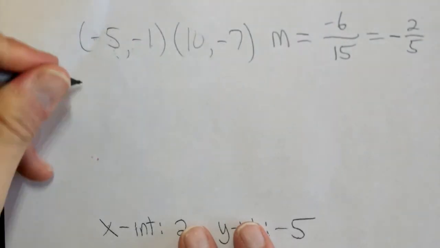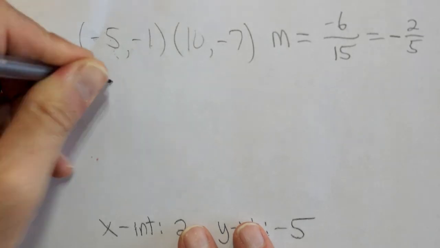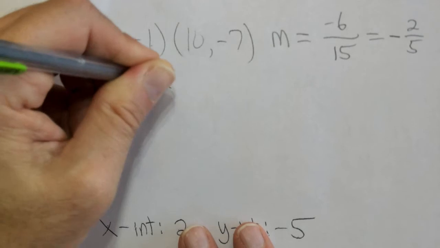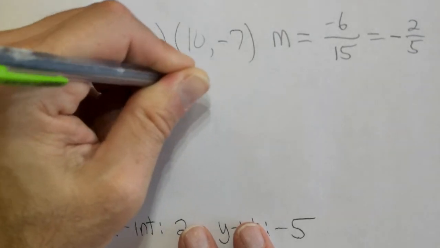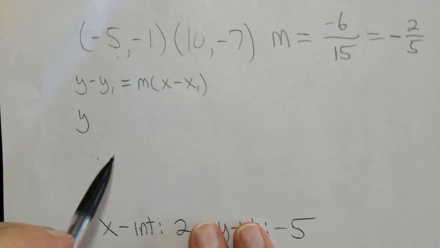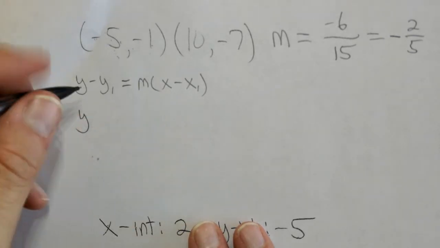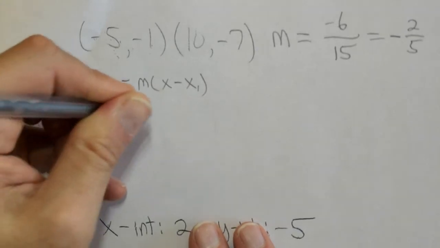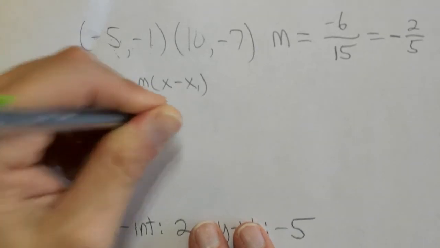All right? Now we've got the proper slope. I'm ready to plug in. We'll write the formula first. y minus y1 equals m open x minus x1. All right, so I got y. I will choose the first point, I guess, because the numbers are smaller. So -1 will change to +1, equals -2 over 5 is my slope.